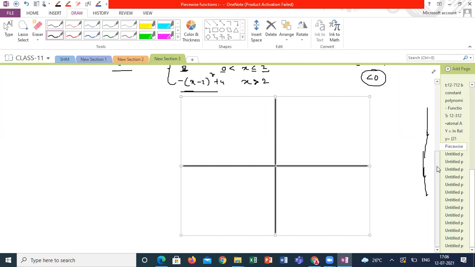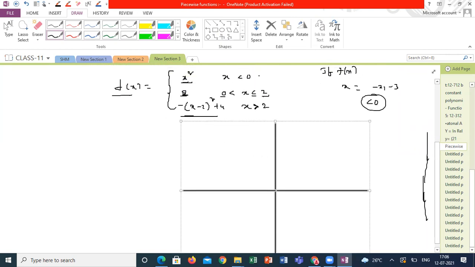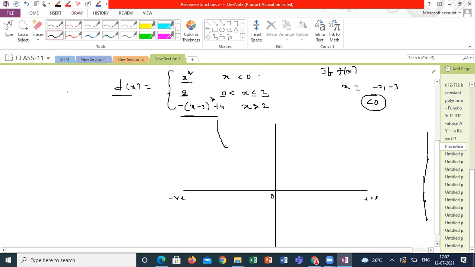From this, we can explain continuity and discontinuity again. For all negative values of x, the function is a quadratic, x square. At 0, the function is not defined, so there is no value for the function at 0. Between 0 and 2, the function is constant like this. And from 2 to any value, for all positive values, the function is minus (x minus 2) whole square plus 4.